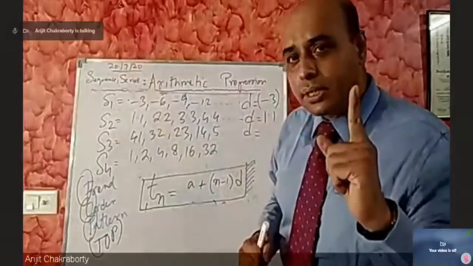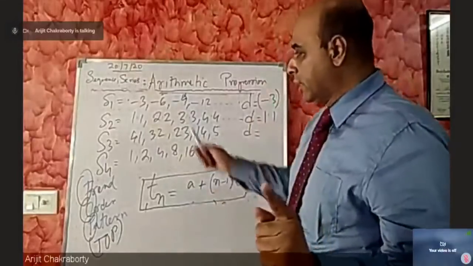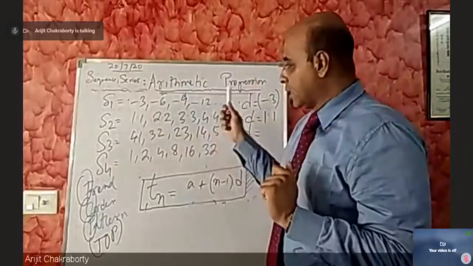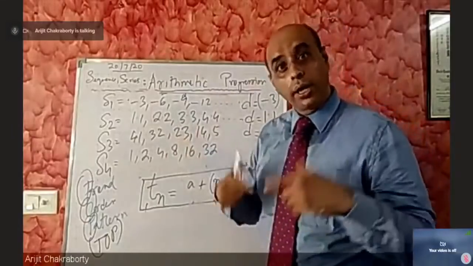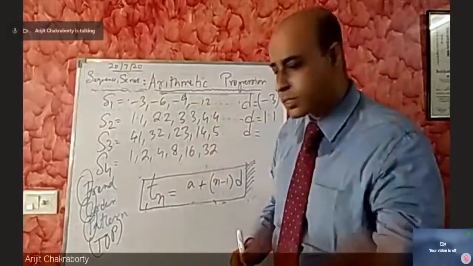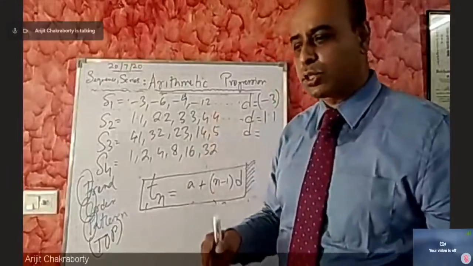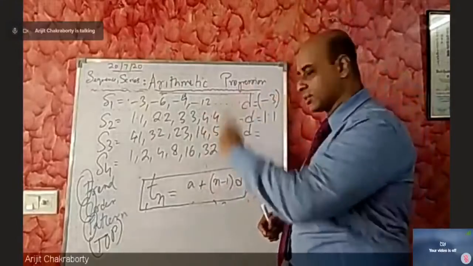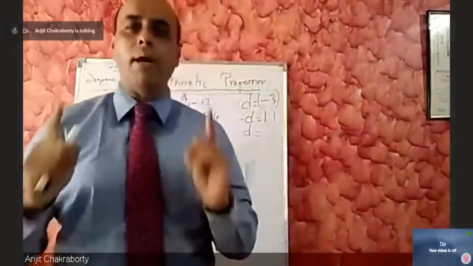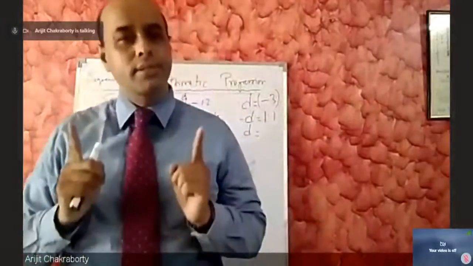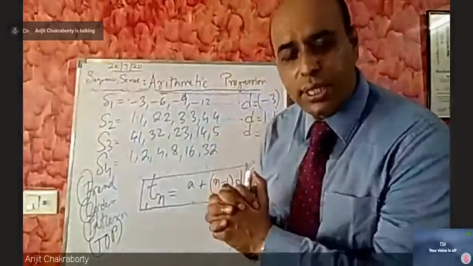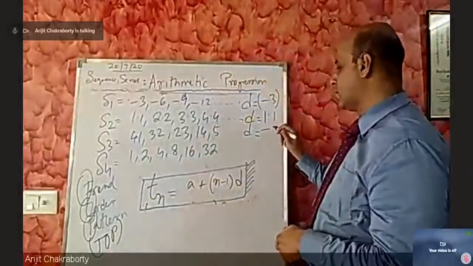Fine. Now, is it an arithmetic sequence? Let me check. 32 minus 41. How much? Oh, minus 9. 23 minus 32. How much? Again, minus 9. 14 minus 23 is how much? Minus 9. 5 minus 14 is how much? Again, minus 9. Oh, fine. So, I've got it. S3 is a sequence, no doubt about it, but it is also an arithmetic sequence because the difference between two successive terms is constant and it is minus 9.